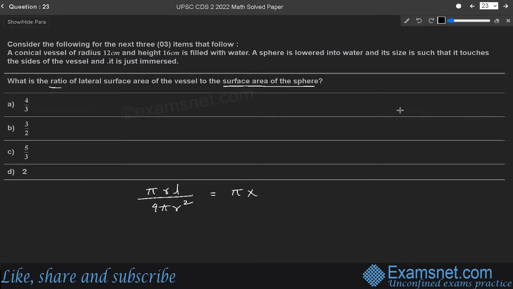Pi into r. This is for the radius of the cone. So radius of the cone is 12 and L is the slant height. Height of the cone is 20, we have already found it, upon 4 into pi into r square. Radius for the sphere is 6. So it will be 6 into 6. Pi and pi will be cancelled. This will be cancelled 3 times. This will be cancelled. Again, this will be cancelled. And it will be 5 upon 3. So we can say that the ratio of lateral surface of vessel to the surface area of sphere is equal to 5 upon 3. So option C is the correct option here.